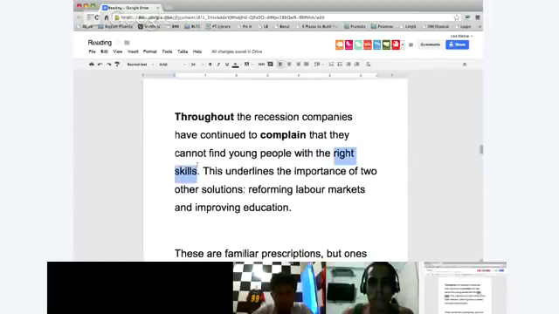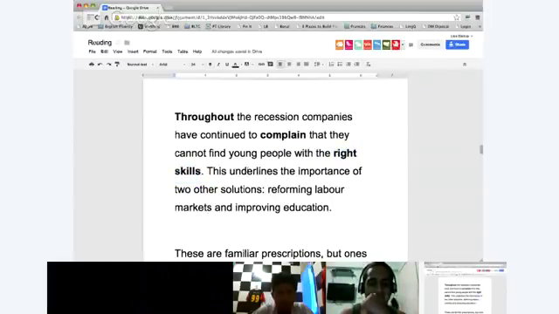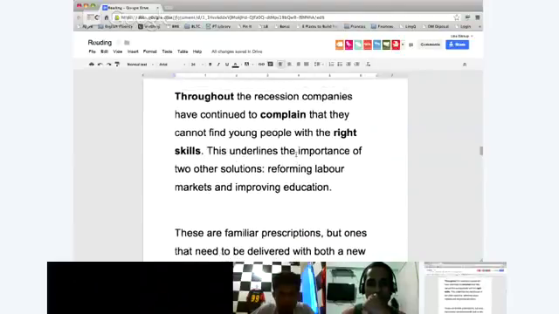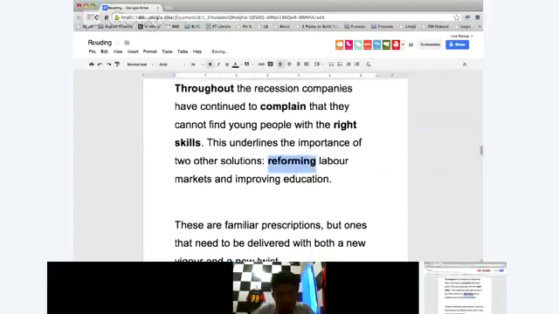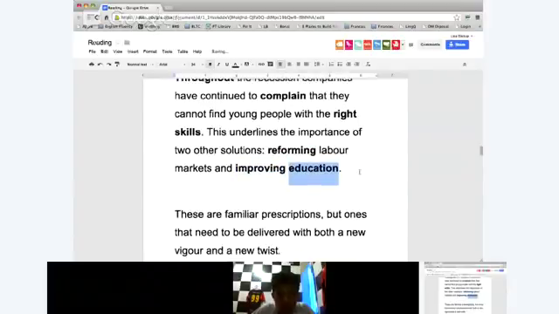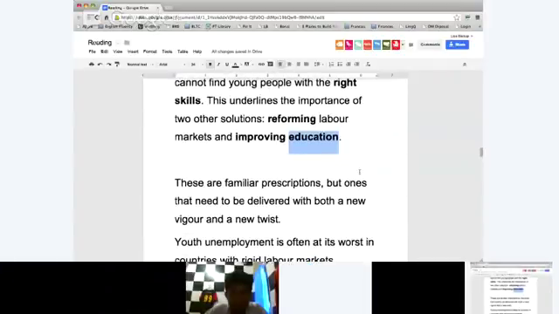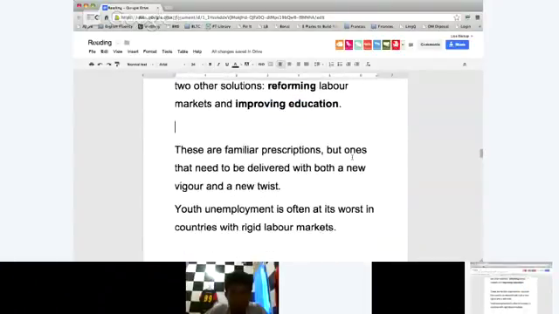So for example, in the United States, we have a lot of people that come from other countries who are skilled in technology, and some of even the young Americans don't have the skills to work in some highly skilled technological industries. So that even happens here in the United States. So basically they're saying we need to reform, so fix the labor markets, but also improve, make better the education so that people actually have the skills that they need to get jobs.